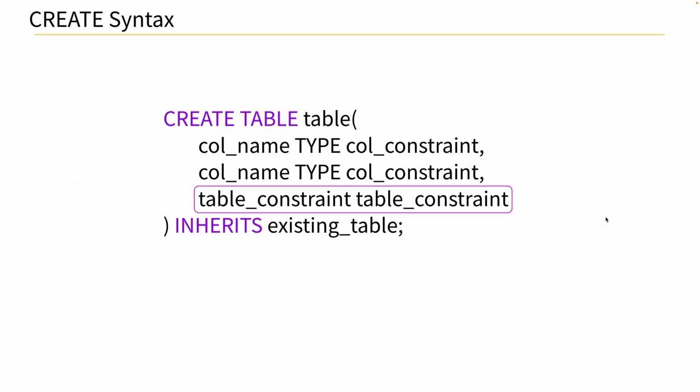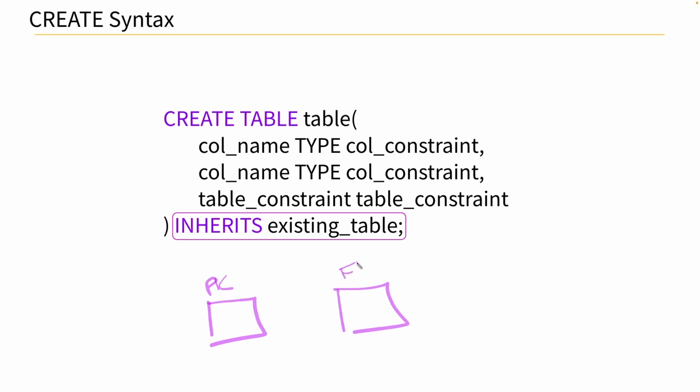Okay, so let's move on to the next part. The table constraint, again, deals with the whole table, and we're going to talk about that later. And the same with inherits. This has to do with the existing table relationships with primary keys and foreign keys, and preserving those relationships.